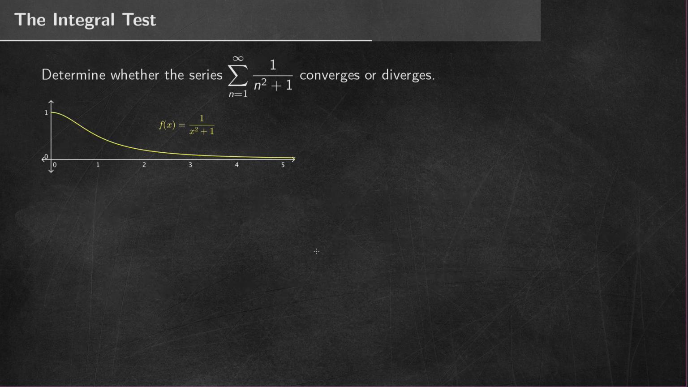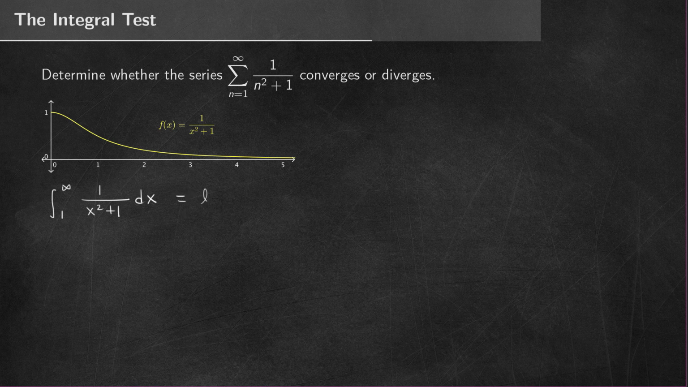Let's look at another example. So now we have this series from n equals 1 to infinity of 1 over n squared plus 1. If we think of the nth term as our function, 1 over x squared plus 1, and we check the graph, we can see that starting at 0, this function is positive, it's above the x-axis, it's continuous, and it's decreasing. So the integral test will apply. So we're going to find the integral from 1 to infinity of 1 over x squared plus 1 dx. If this integral converges, our series converges. If this integral diverges, our series diverges.